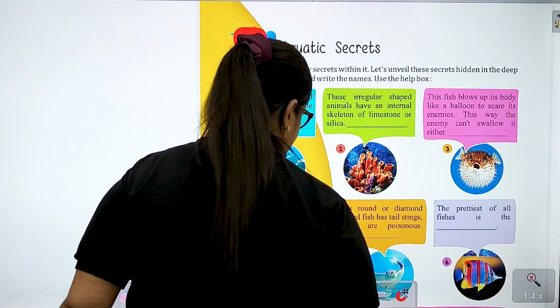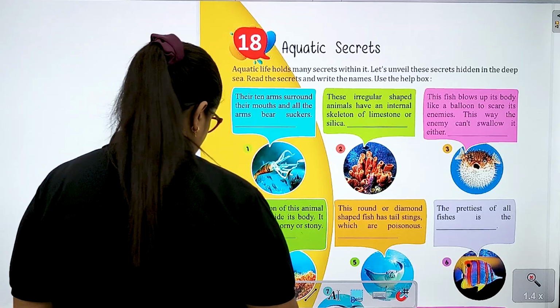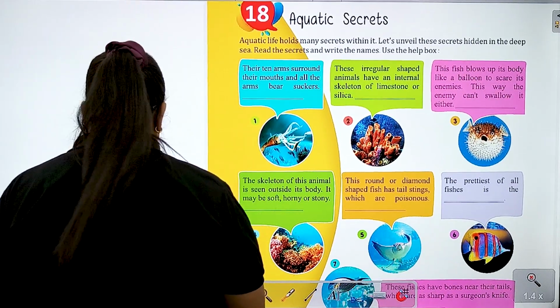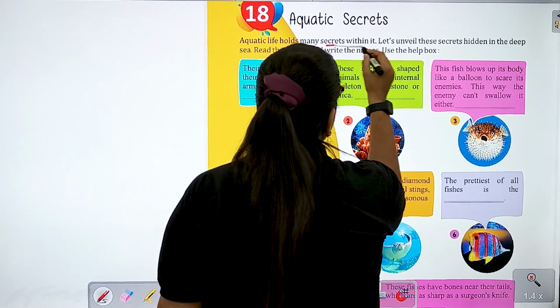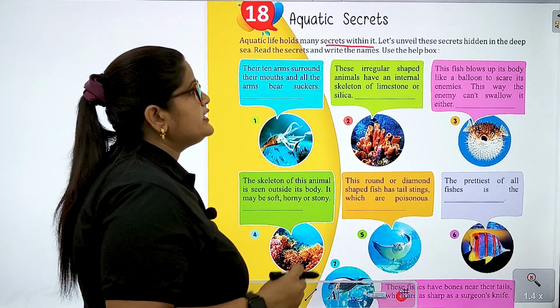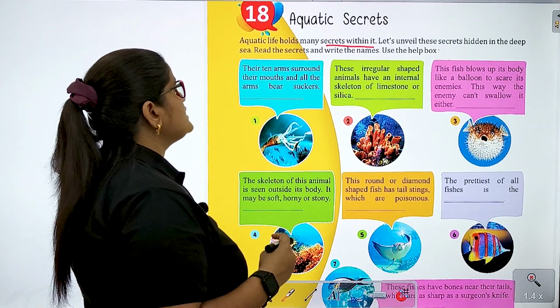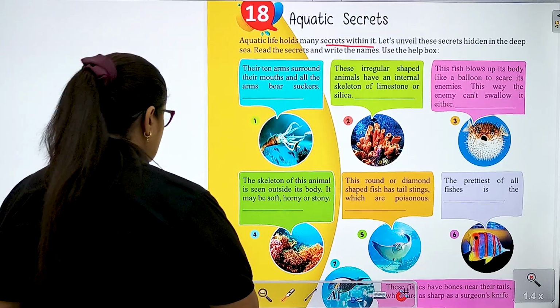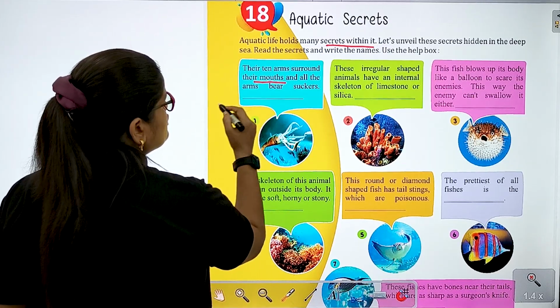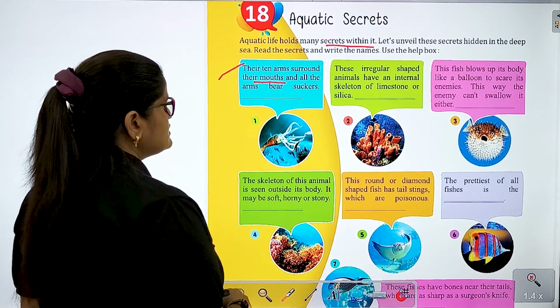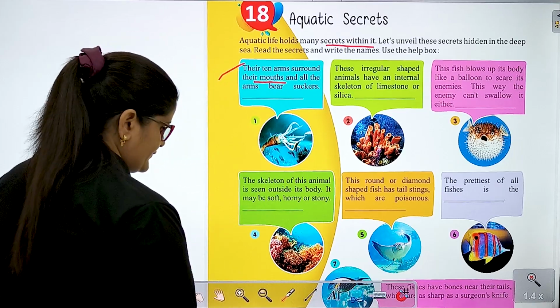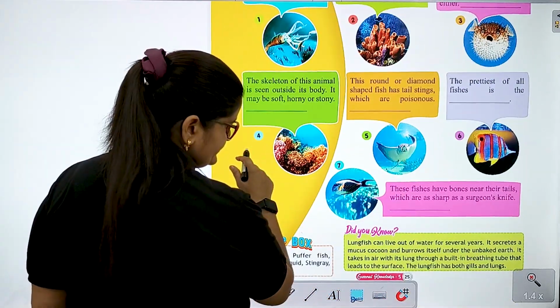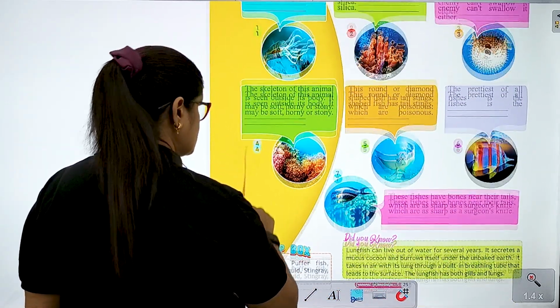Aquatic secrets. Aquatic life holds many secrets with it. Let's unveil these secrets hidden in the deep. Read the secrets and write the names. Use the help box. Their 10 arms surround their mouths, and all the arms bear suckers. This is squid. Yes, squid.